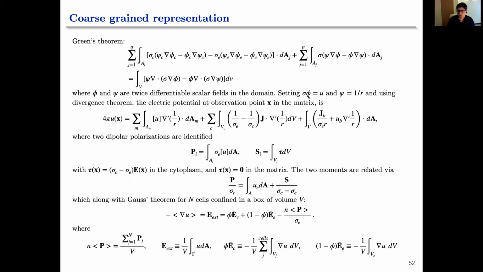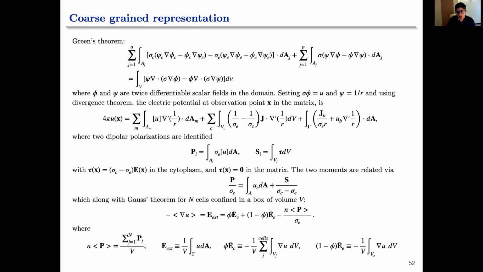Now the trick is to replace sigma phi with U, the electric potential of the environment, of the system of equations, and psi by 1 over r, r being the distance from any point on any cell's membrane to any observation point in the domain. When you make that change of variables, all of a sudden this equation simplifies to this one, and on the left-hand side, the solution actually appears.